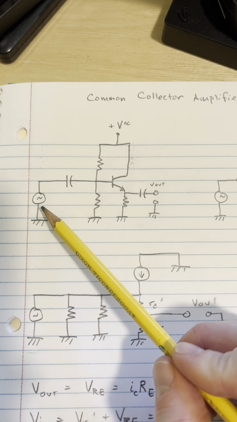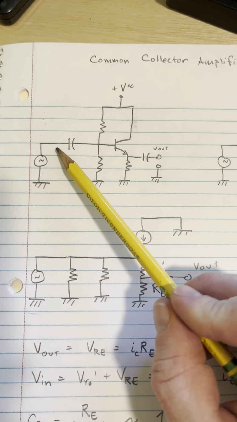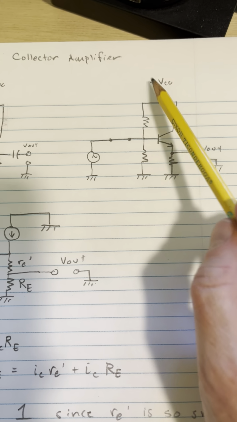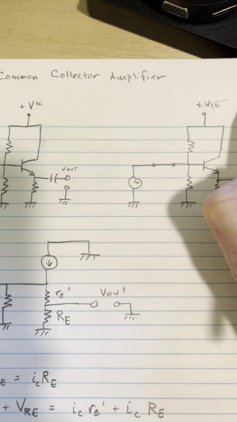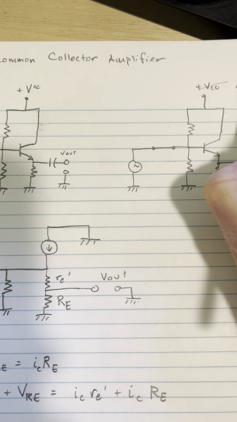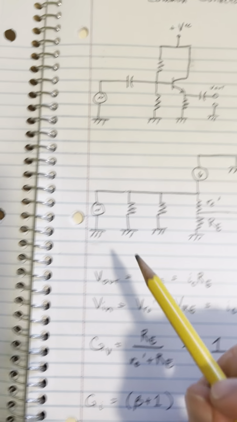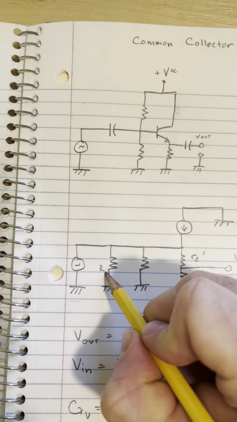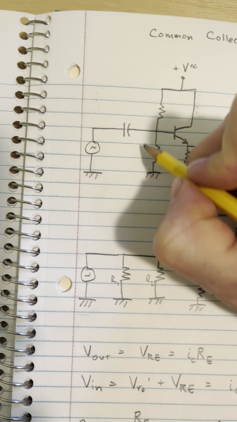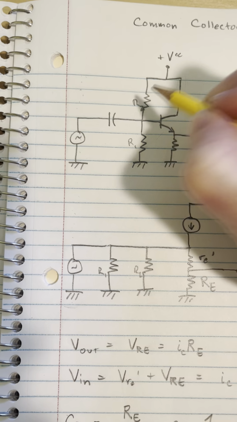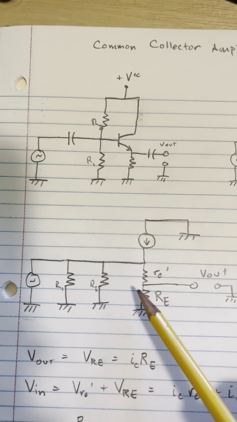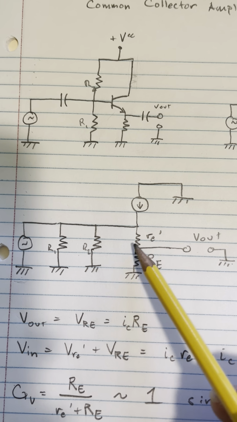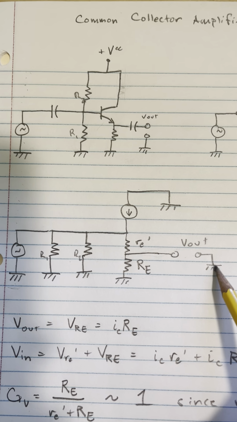Now, if you're trying to find the AC equivalent, the first thing to do is all capacitors become shorts. So that's what that looks like. And VCC plus is actually going to become AC ground. That being the case, we can redraw our diagram just as we did before with R1 and R2 in parallel to ground, where I remind you this is R1 and this is R2. But this time, our output is taken from above RE, but we have the transistor resistance RE prime in between. So this is where our output is taken.